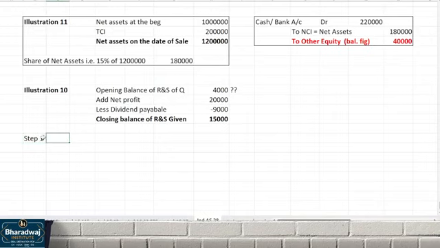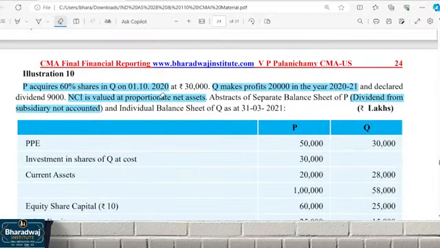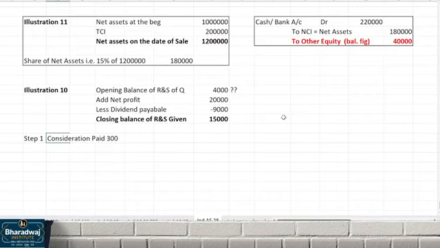Next, step one. What is step one? Consideration paid. What is the consideration paid to purchase? 30,000. And how much control is acquired? 60% control. So the proportion, 60% is to what? 40%.